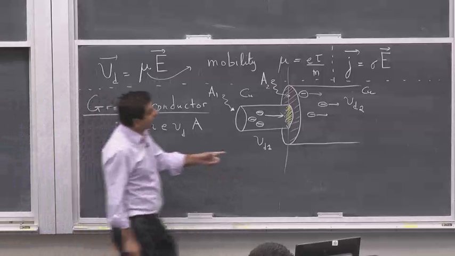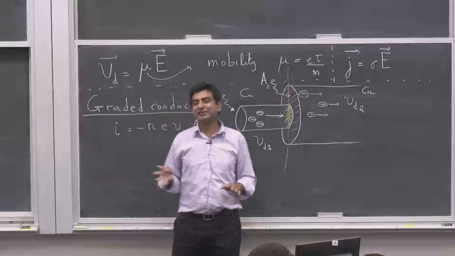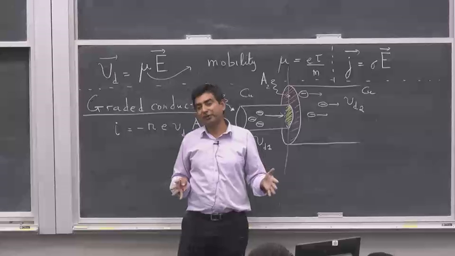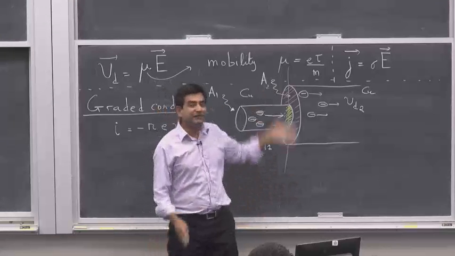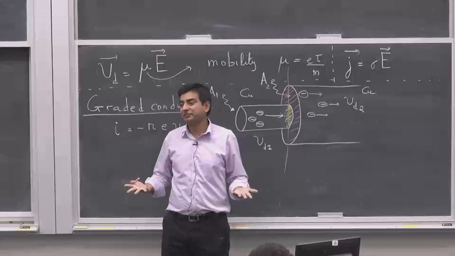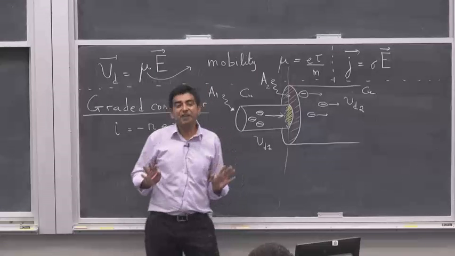But in this case, the situation is different. There are fewer electrons coming in than there are electrons going out. So when more electrons are going out, this interface should develop some charge. This charge will build up. Will that charge be negative or positive?